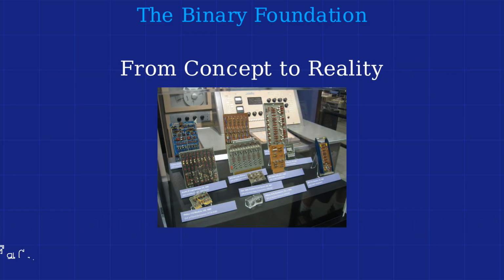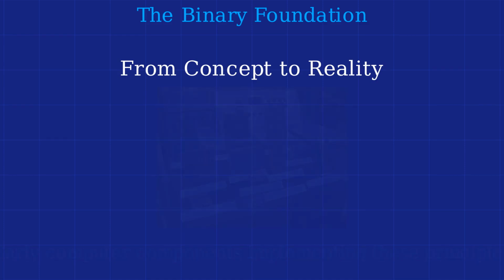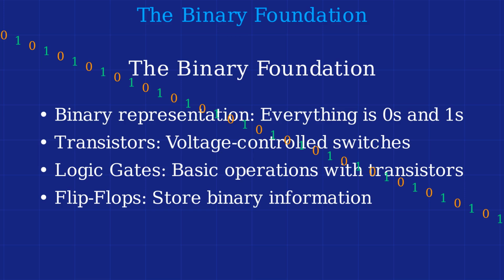From these basic principles, engineers have built increasingly complex systems over the decades. Early computers used these same fundamental concepts, just with larger components. These fundamental concepts, binary representation, transistors, logic gates, and storage elements, allow computers to manipulate and store information using only two states.